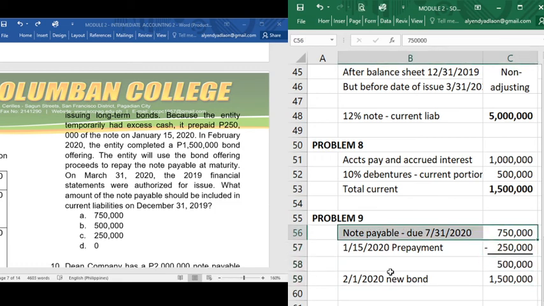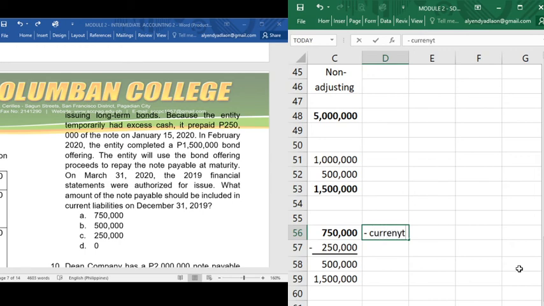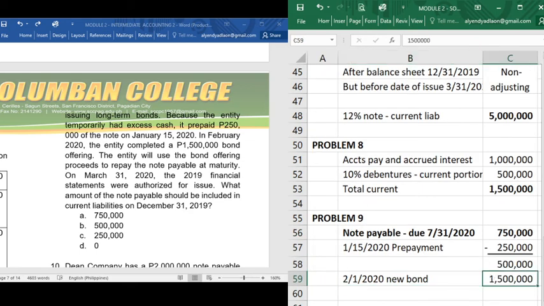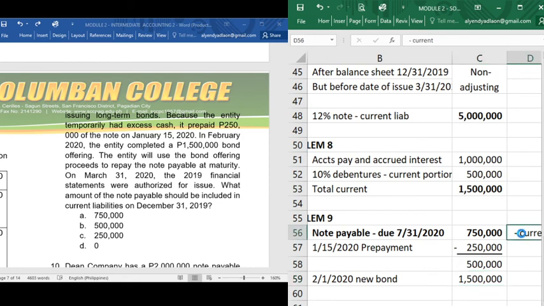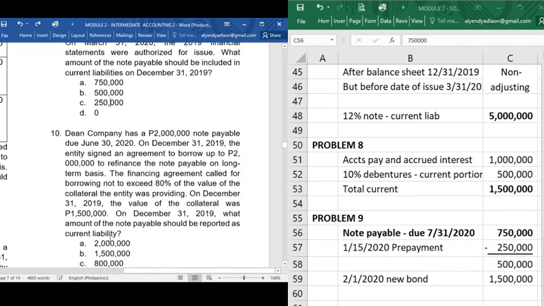That is still 750,000 and that is still due currently. Okay? It is still current because the refinancing was only on February 1. The refinancing was not in 2019 but 2020. Therefore, for this problem, the answer is letter A. That is letter A.